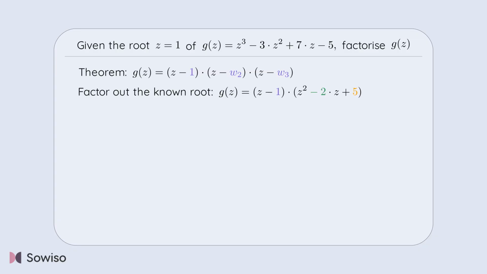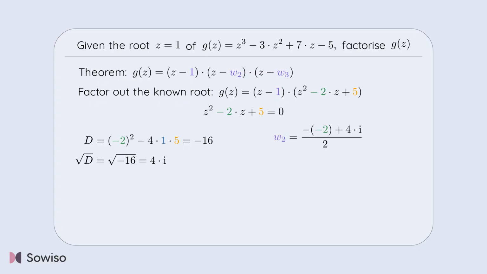This leaves us with the quadratic z squared minus 2z plus 5. We set this equal to 0 and solve using the quadratic formula. First, let's find the discriminant. Negative 2 squared minus 4 times 1 times 5 gives negative 16. Then the square root of the discriminant is 4i.